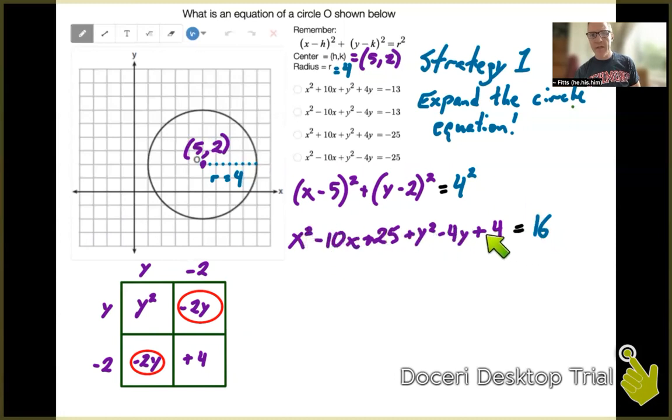I've expanded it. Now I can combine these like terms, right? If I wanted to, I could say 25 and 4, that's 29. But notice like there are no constants over on this side of the equation.